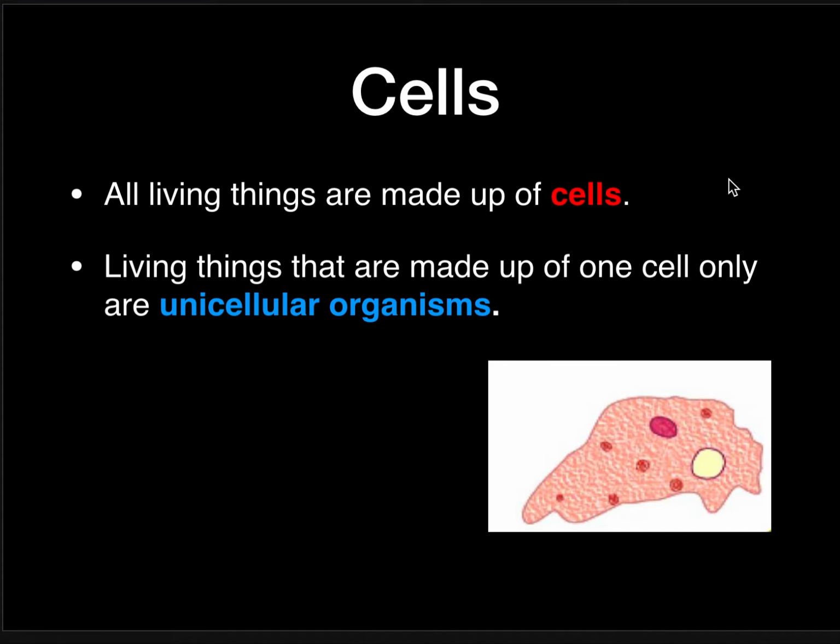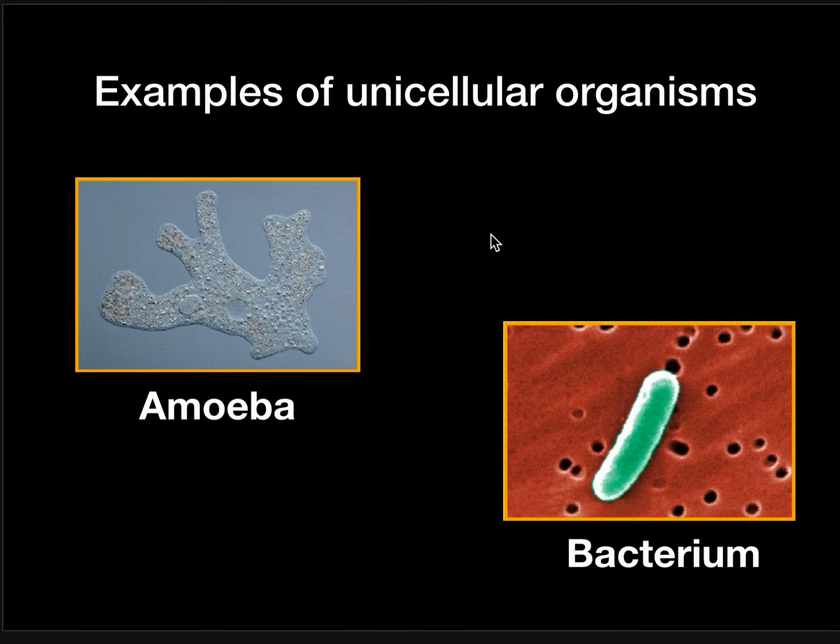So first of all, when we define cells, actually all living things are made up of cells. And living things that are made up of only one cell are called unicellular organisms. Just like this one, if you only have one cell. Some examples of unicellular organisms include amoeba or bacteria. Like this, you can see only one shape. It is not combined by 2 or more cells.